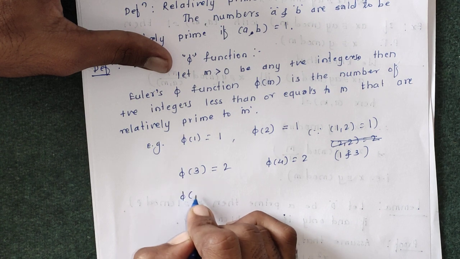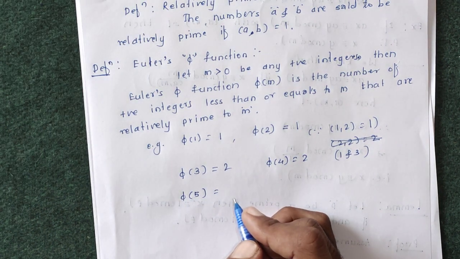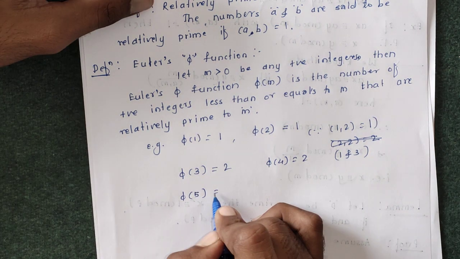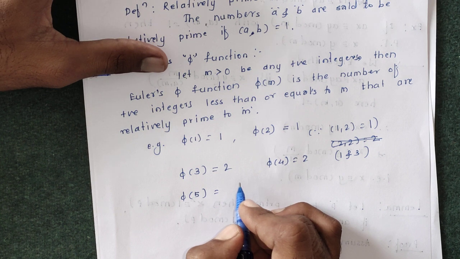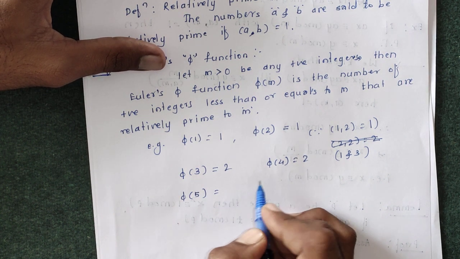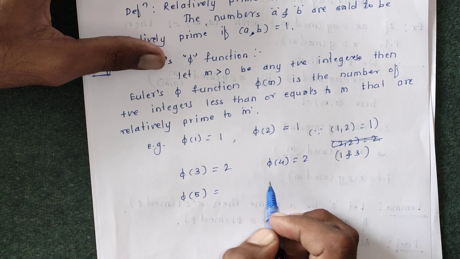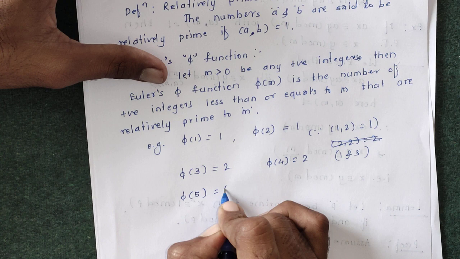If you find phi of 5, the positive integers less than 5 are 1, 2, 3, 4. Then taking GCD of 1 and 5, we get 1. Again GCD of 2 and 5 is 1, GCD of 3 and 5 is again 1, and GCD of 4 and 5 is again 1.